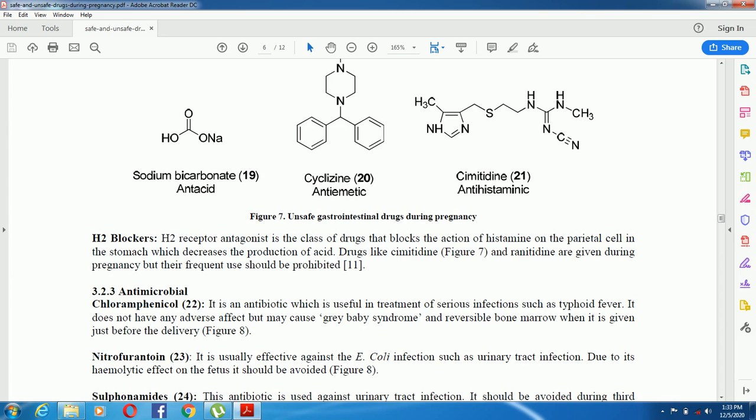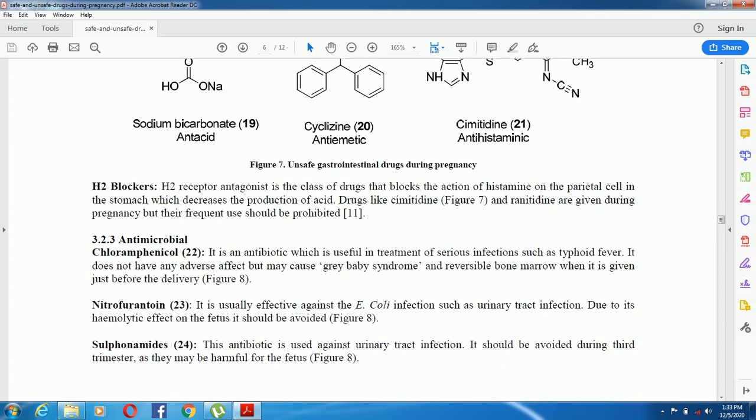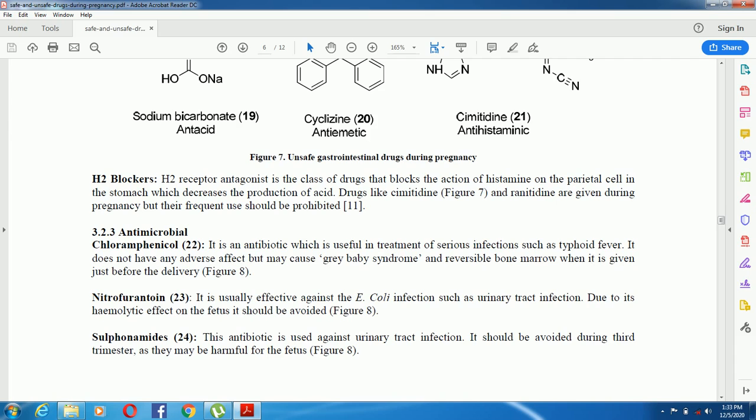Now come to a list of antibiotics, the antimicrobial agents. Chloramphenicol is an antibiotic useful in the treatment of serious infections such as typhoid fever. It doesn't have any adverse effect but may cause gray baby syndrome and reversible bone marrow depression when given just before delivery. There are certain complications reported here, so this drug should be used with precautions.